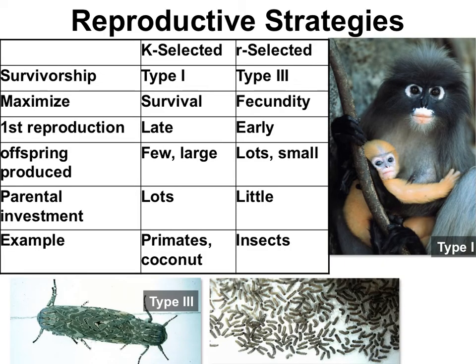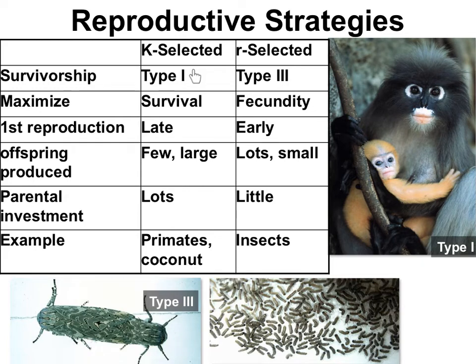Okay, let's tie back to our survivorship curves. Type 1 survivorship species tend to be K-selected species, and type 3 survivorship species tend to be R-selected species. K-selected and R-selected refer to the life histories, which have a lot to do with reproductive strategies. So let's check it out.